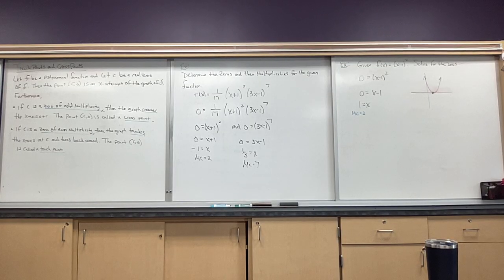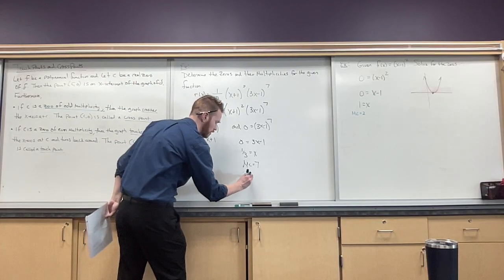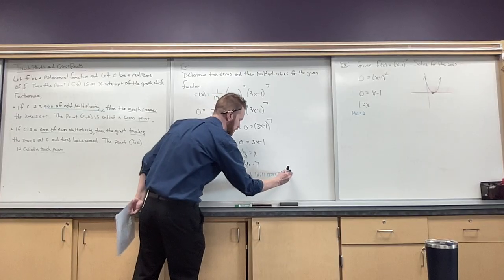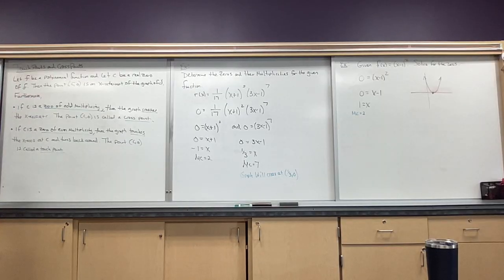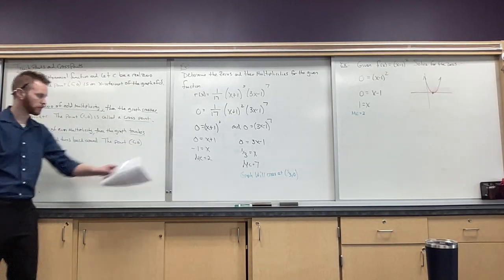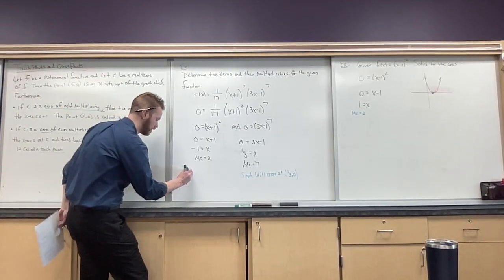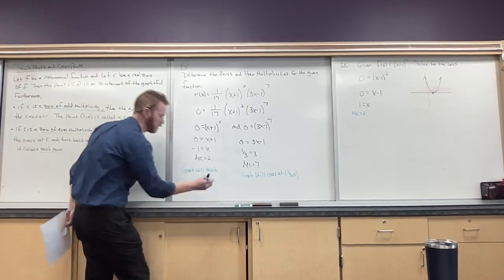Now what does that tell me about the graph? Well, look up here. If it's an odd multiplicity, it's going to cross. So at 1/3, the graph will cross. This is going to be the point (1/3, 0). At that point, it's going to go right through it. The first one, at negative 1, has a multiplicity of 2. That's even, so therefore it's going to touch. The graph will touch the point (-1, 0), but it will not cross it.